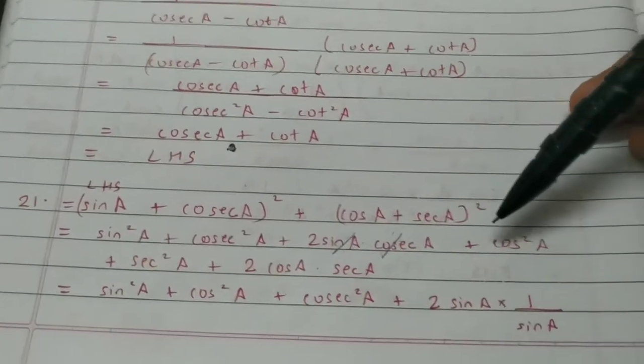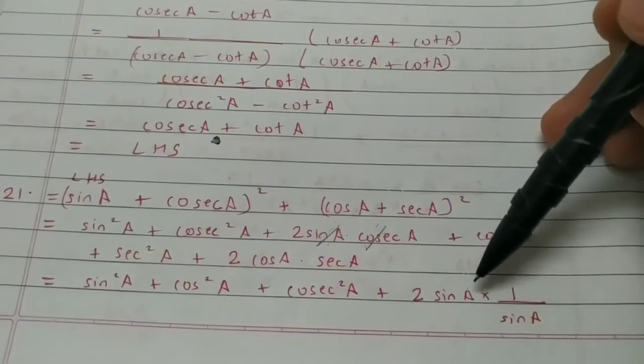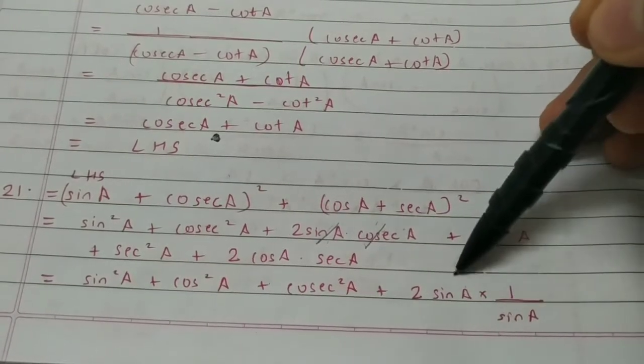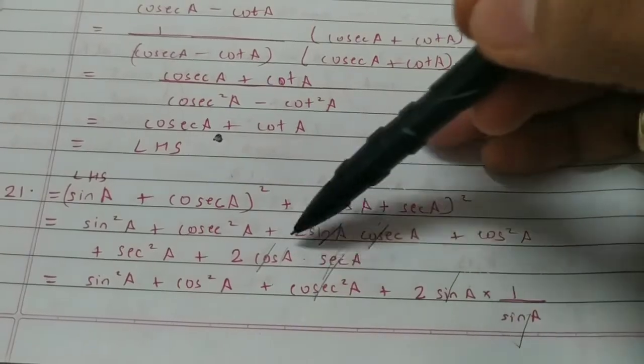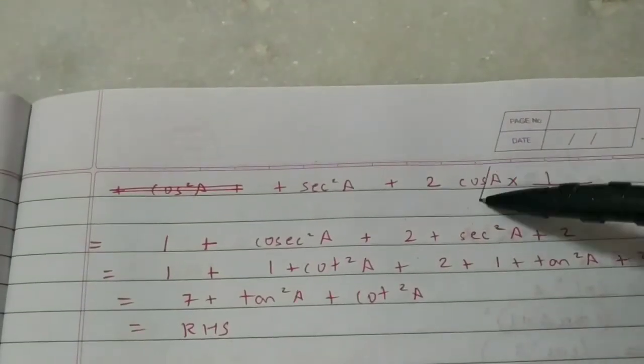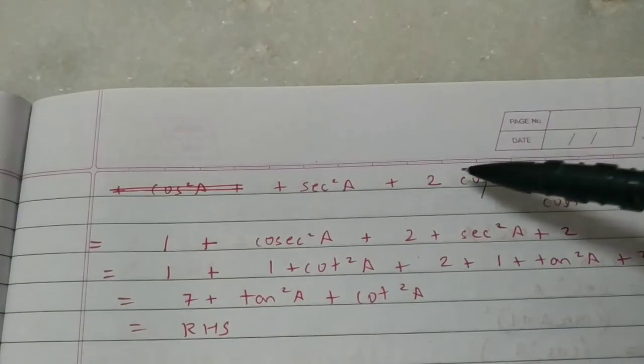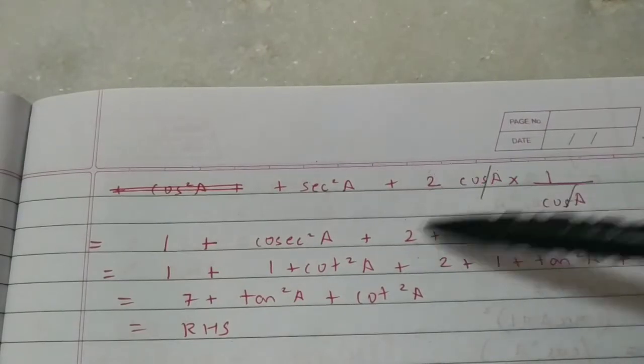If you wish, you can show that step, although it's not compulsory. Cosec is 1 upon sine, so cut. Similarly, cos A and sec A can be cancelled. They are reciprocals of each other. So I've shown that step here, although it's not compulsory to show this. So only 2 remains here. So 2 remains here and here.